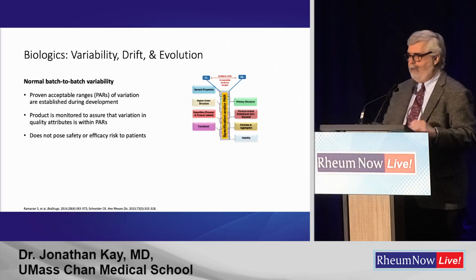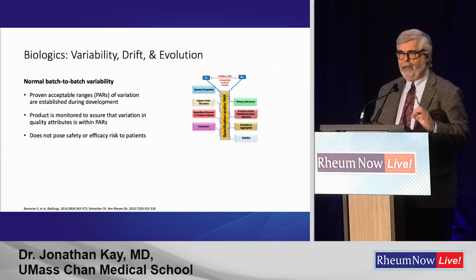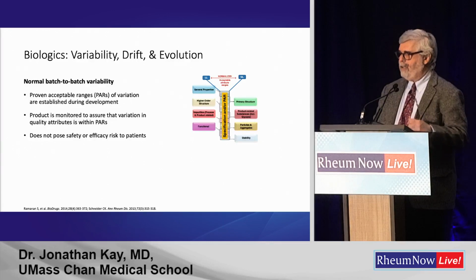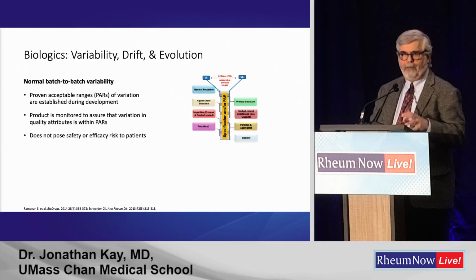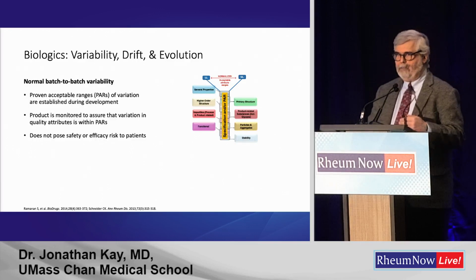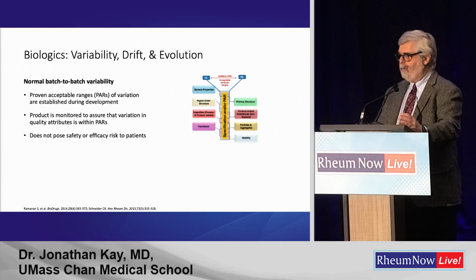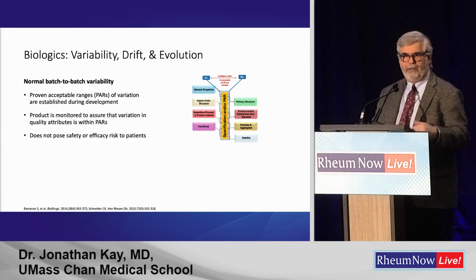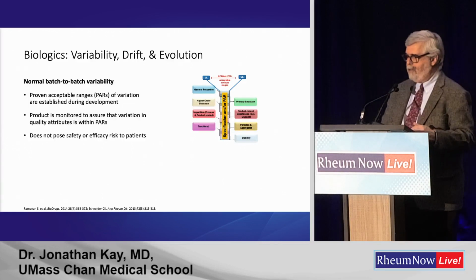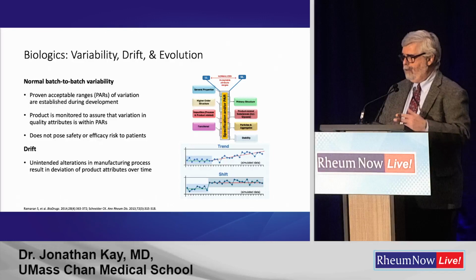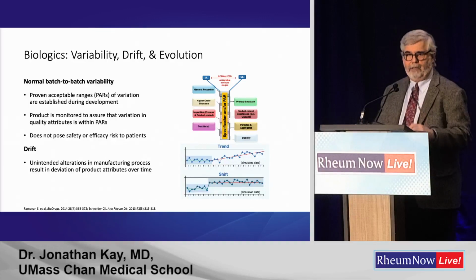All biologics have normal batch-to-batch variability. At the time of its approval, the manufacturer and the regulators agree upon proven acceptable ranges of variation in each critical quality attribute that are established during development, and then the product is monitored throughout its lifespan to assure that variation in these quality attributes fall within these proven acceptable ranges of variation. As long as the attributes fall within these ranges, the product is felt to not pose a safety or efficacy risk to patients.